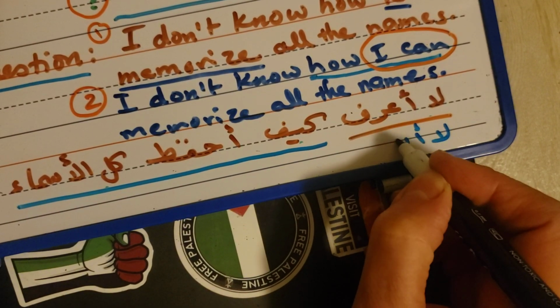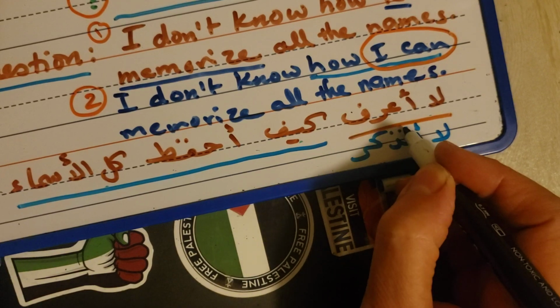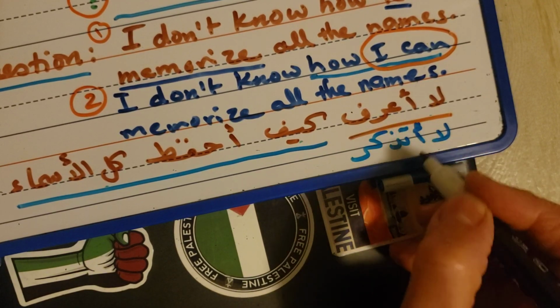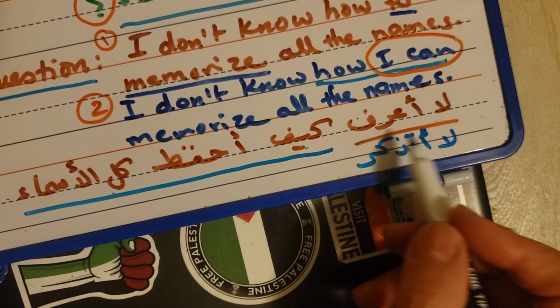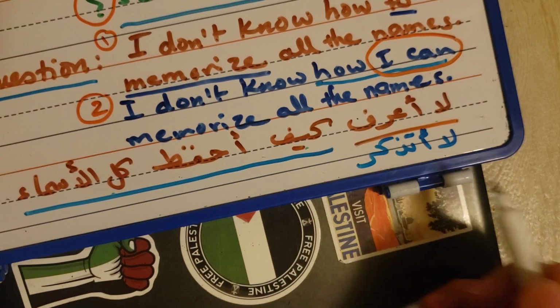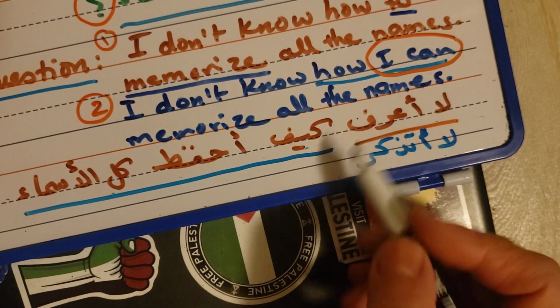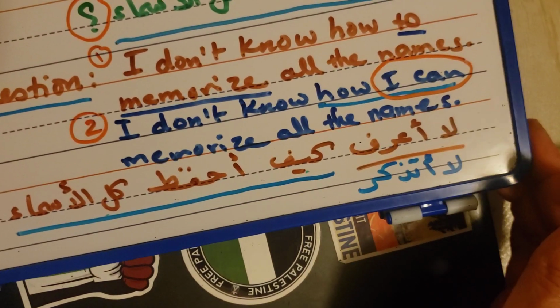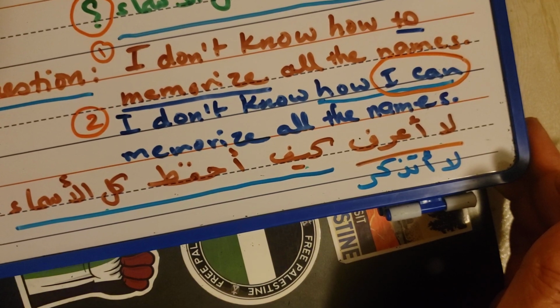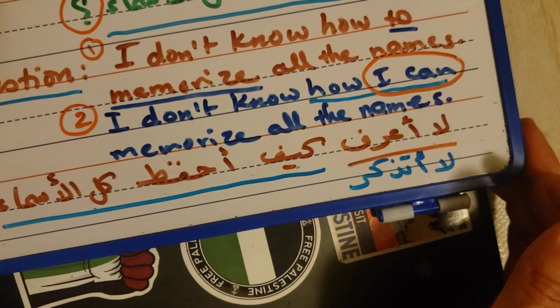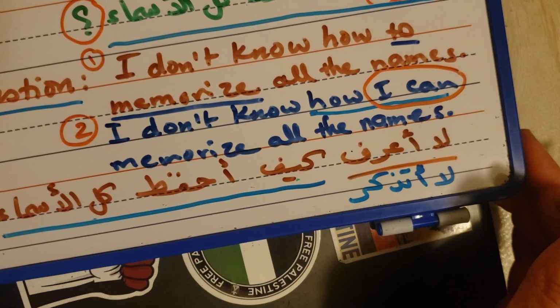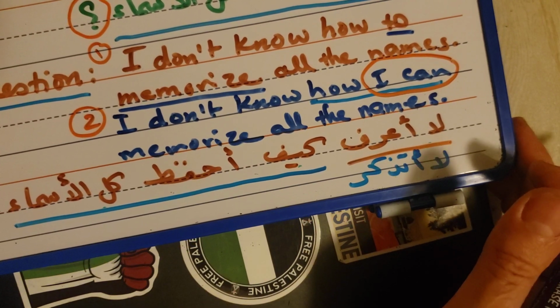It depends. But this is like, remember we said how you can negate a present tense verb. لا أعرف, لا أتذكر, you add لا to the present tense verb, the conjugated present tense verb. So لا أعرف أو لا أتذكر أو لا تتذكر, she does not remember. هي لا تعرف, she does not know, etc.